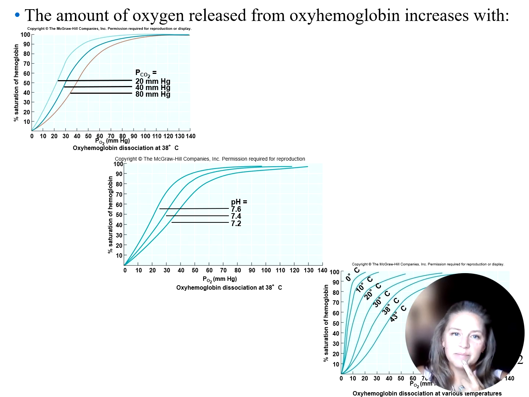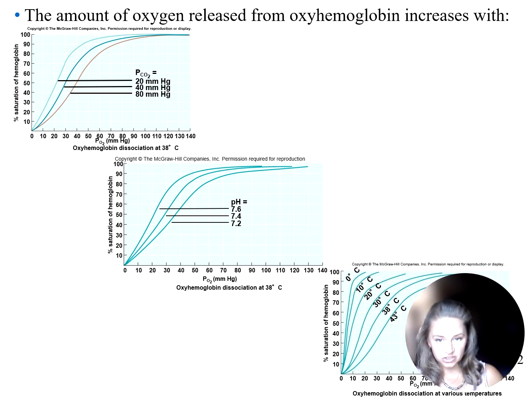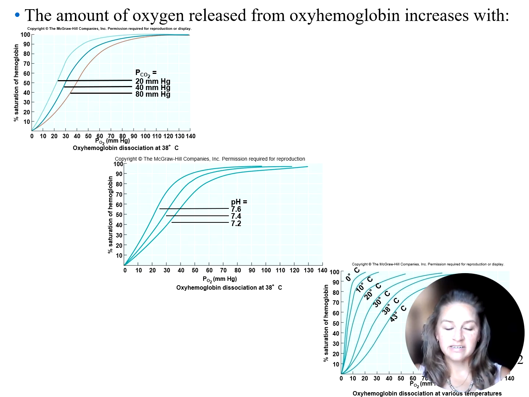This is a series of other graphs looking at partial pressure, pH, and temperature. All of these slides are just to show that the affinity of hemoglobin for oxygen changes under different situations. This is what we want. We want hemoglobin to want to pick up the oxygen in the lungs. We also want the hemoglobin to drop the oxygen off in the tissues. This is something we talk about a lot in biochemistry.